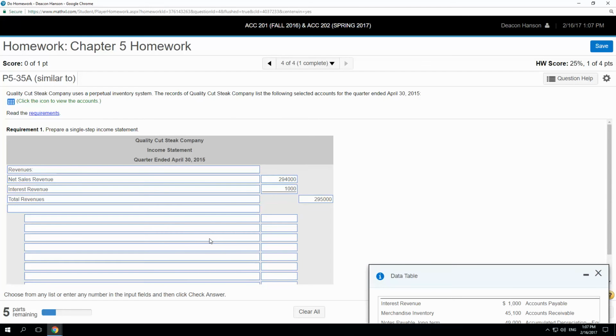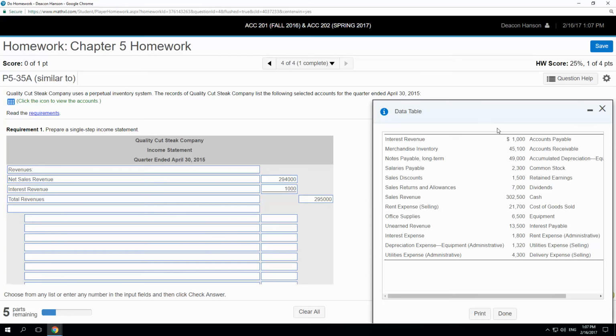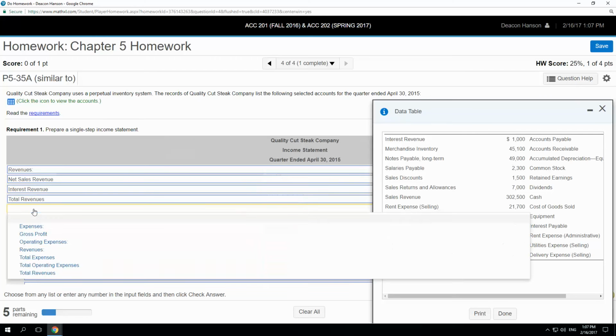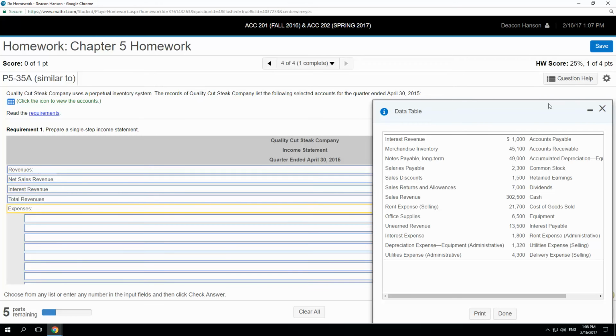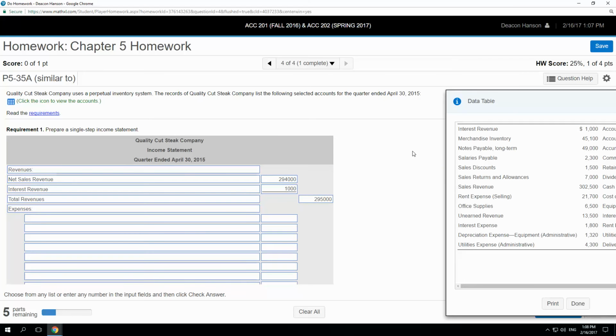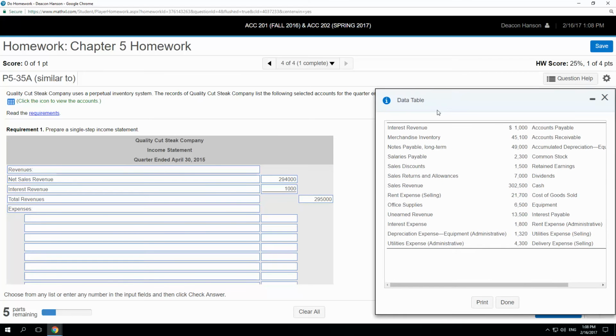How'd you get 1,000 for the interest revenue? I got it right from here. Okay. Yeah, right there. First line item. Okay, now we have to subtract the expenses. So we're just going to go down the list and plug in all the expenses.